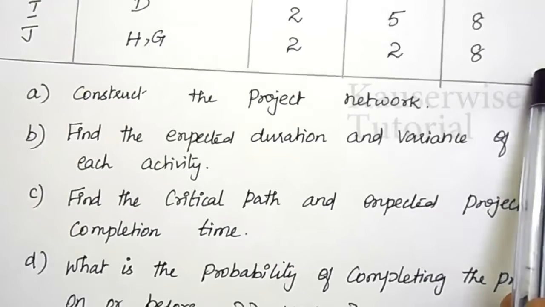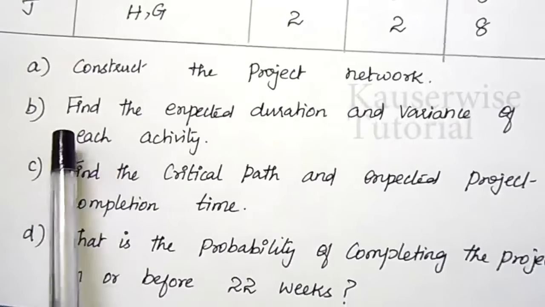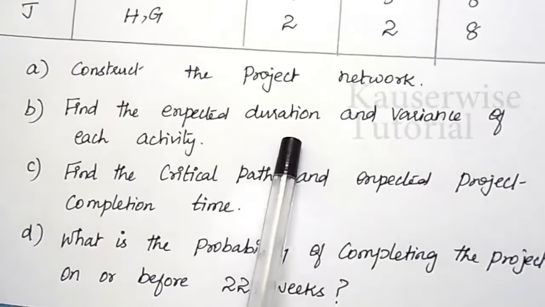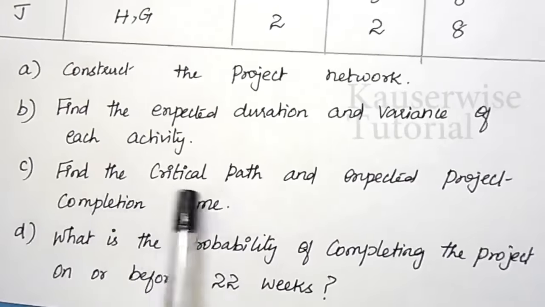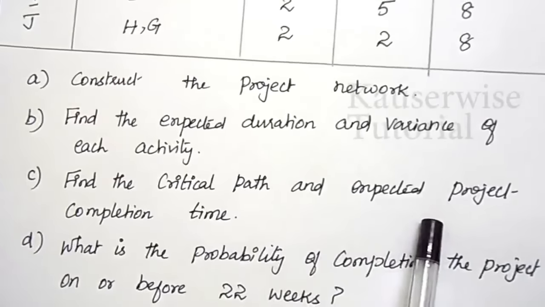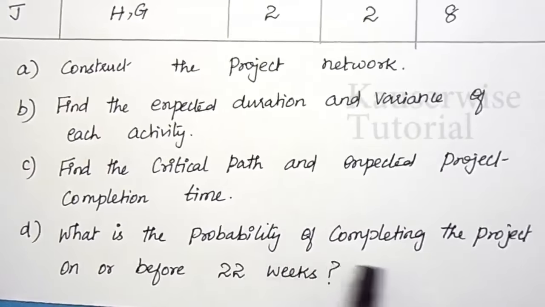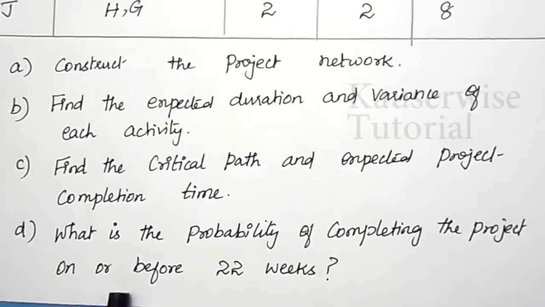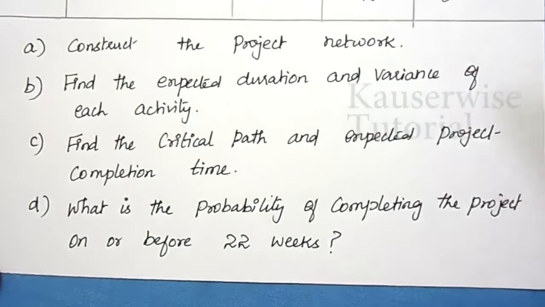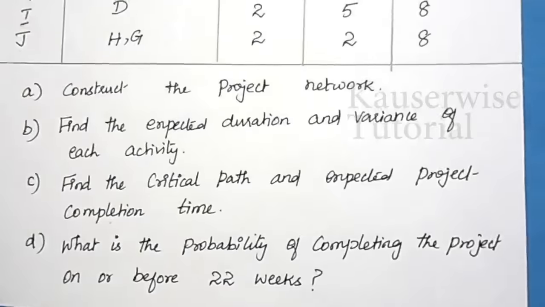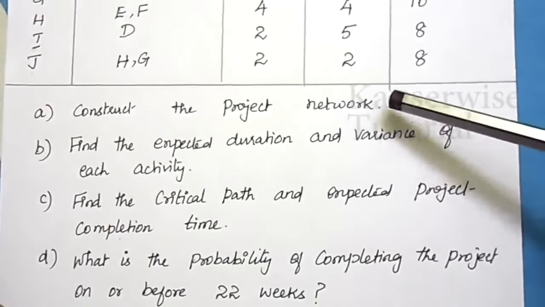With this information, they ask you first to construct the project network, second to find the expected duration and variance of each activity, third to find the critical path and expected project completion time, and the last one, what is the probability of completing the project on or before 22 weeks. These are the things we need to find with the help of this information. So now, first we are going to see how to construct the project network.